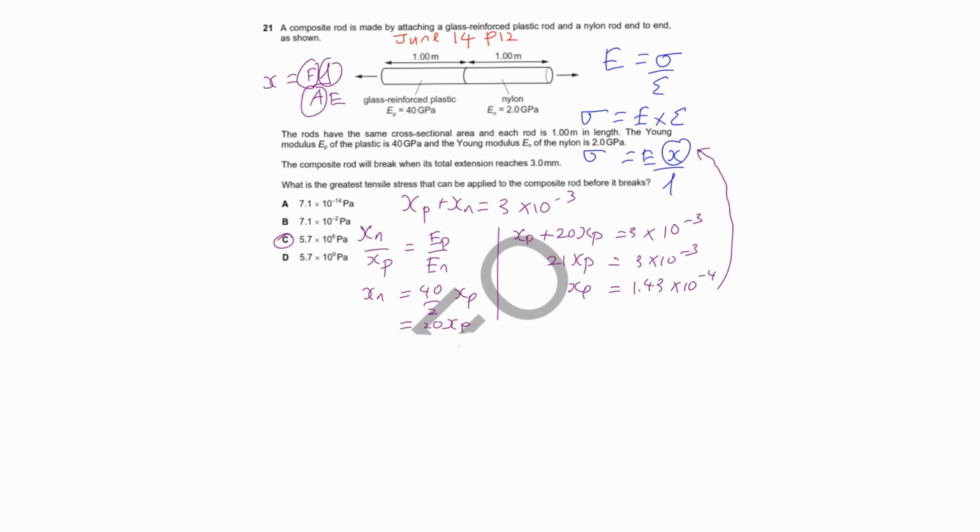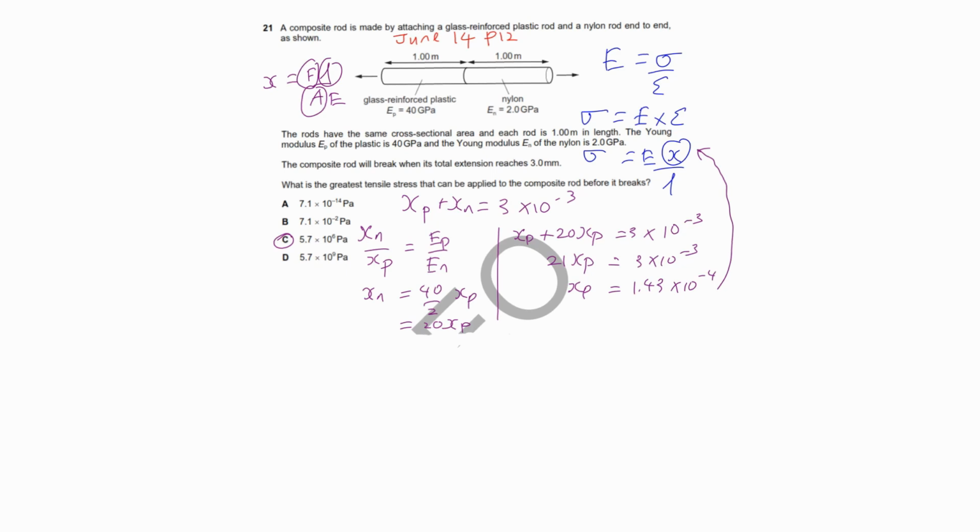Let's start off with the formula first, which is Young modulus is the ratio of stress to strain. So your stress will be Young modulus times strain. Now we have to break down the strain to extension over original length, because they mentioned the total extension here. You must understand that when you apply the force, even though the forces will definitely be the same on both sides, the extension in the plastic and nylon would be different.